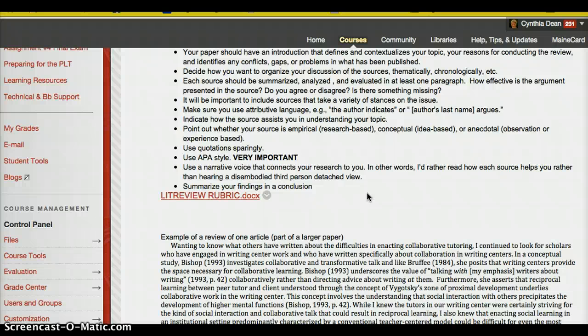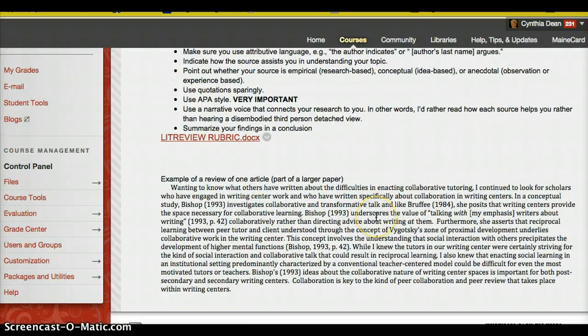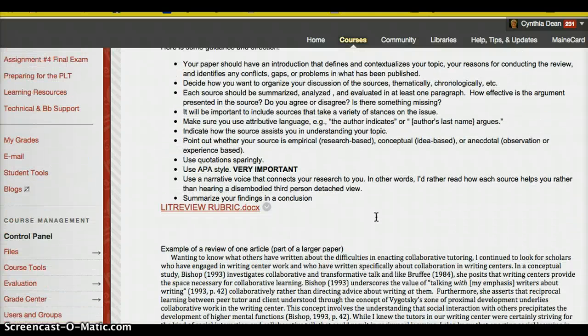Use a narrative voice that connects your research to you. In other words, I'd rather read how each source helps you rather than hearing a disembodied third person. You'll notice there are a lot of I's in my writing here because it's about what I want to know, okay? While I knew the tutors, I also knew, okay? So make sure that it's a narrative voice. And then you'll have a conclusion when you summarize your findings, all right?